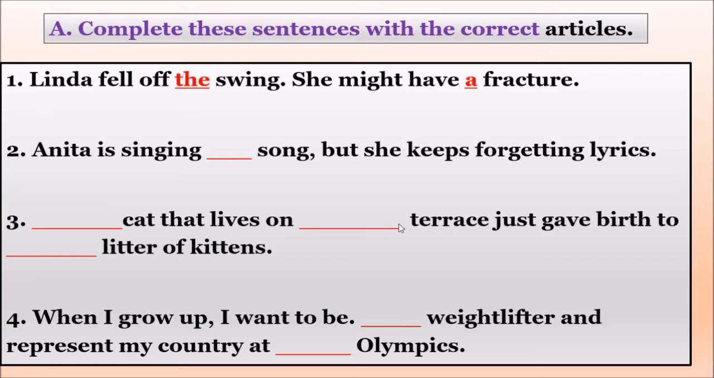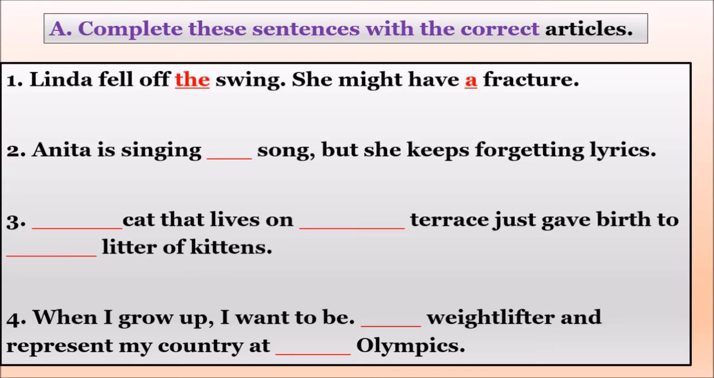The cat that lives on the terrace just gave birth to a litter of kittens. A cat does not give birth only once in its life, isn't it right, children? It will give birth many times. So among them, a litter of kittens is one among a group, and we use "a" for one among a group. So the answer is: the cat that lives on the terrace just gave birth to a litter of kittens.